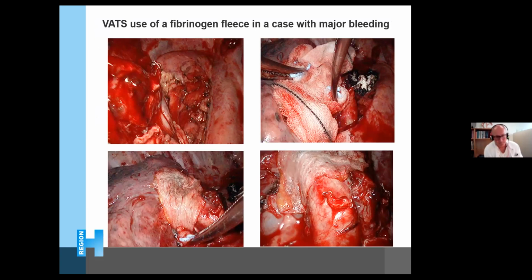For bleeding, we use something to dress it with, and it might typically be the TachoSil. This is actually a major bleeding from a pulmonary vessel, from the pulmonary artery, after a right upper lobe lobectomy. It was A2 bleeding and I couldn't really do anything but dress it with the TachoSil, as you see in the last picture. I covered it, and the patient had a totally uneventful postoperative course.